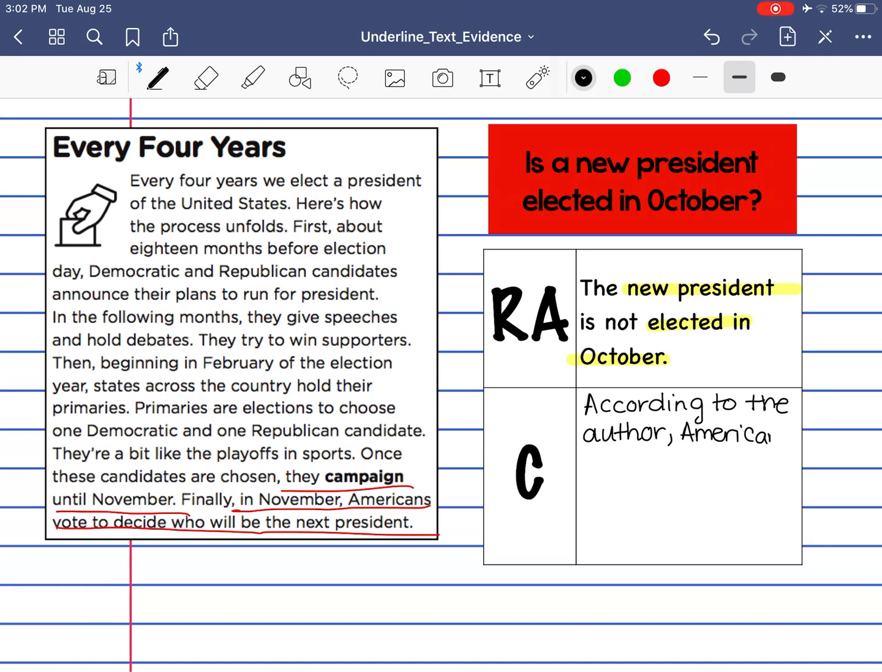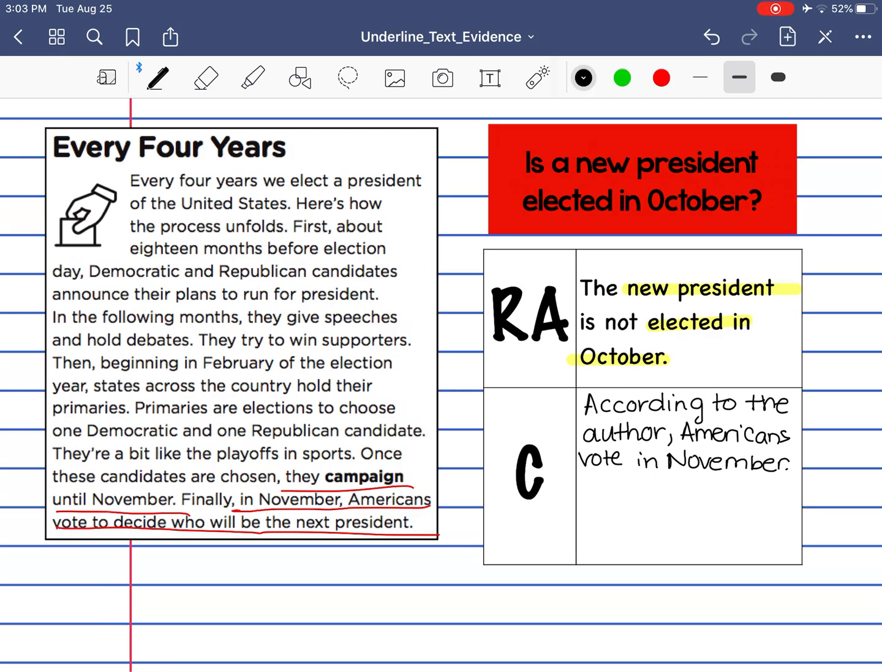Americans vote in November. And I paraphrased that. I put it in my own words. So I was able to look at what I underlined and read, but then I put what I underlined in my own words, okay, when I cited it.